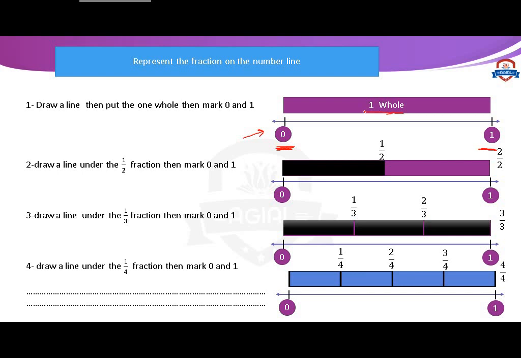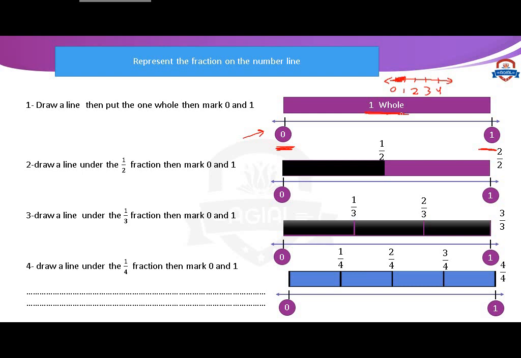We know the number line from grade 1. We start at 0, after 0, 1, 2, 3, 4, and so on. Here we will use it only from 0 to 1. This is called one whole. Number 2, draw a line under the half fraction and mark 0 and 1.